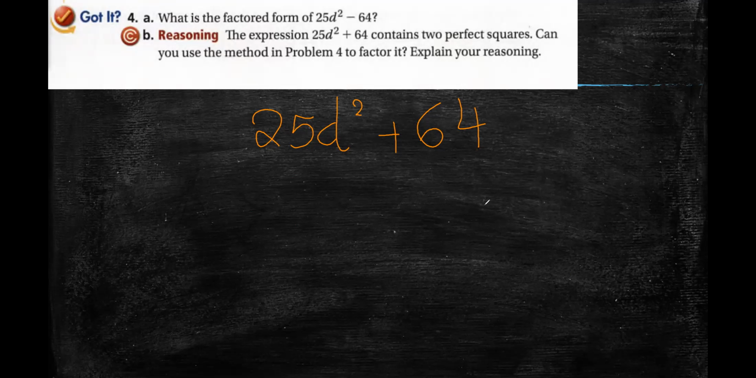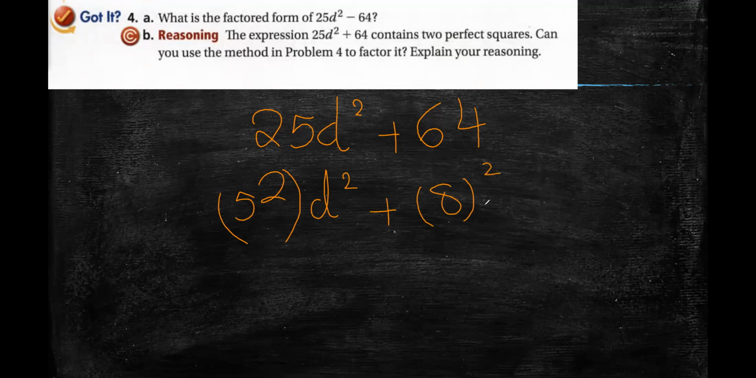Look here now. 25d squared plus 64. How can I factorize them? I have perfect squares: 5 squared, d squared, 8 squared. But I have here a plus sign between them.